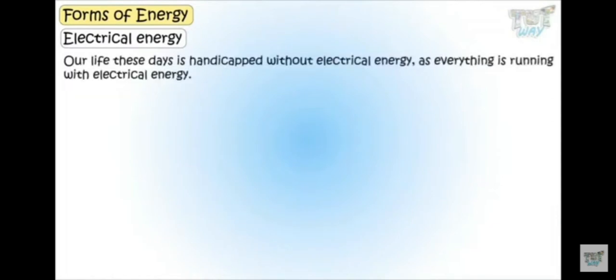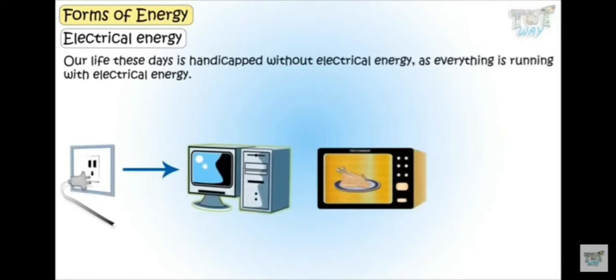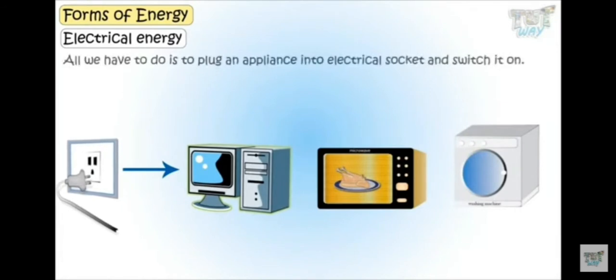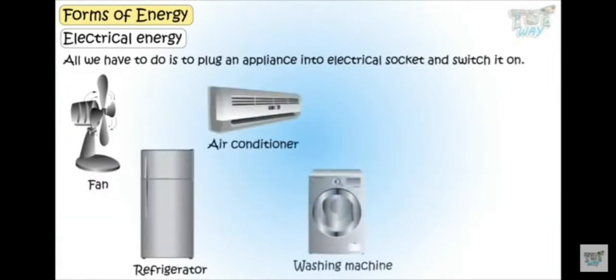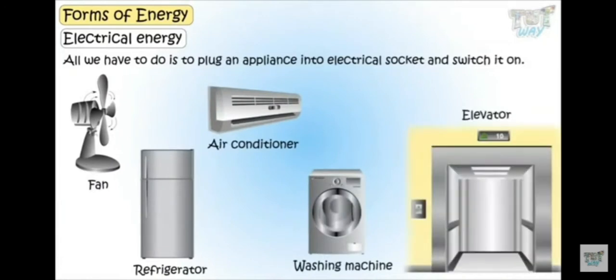Now, the third form of energy is electrical energy. Beta, our life is handicapped without electrical energy as everything is running with electricity. All our things run with electricity, and we just have to plug the appliance in the electrical socket and switch it on. All these appliances like fan, refrigerator, AC, washing machine, elevator, all these appliances work with the help of electrical energy. So we cannot do anything without electrical energy nowadays.